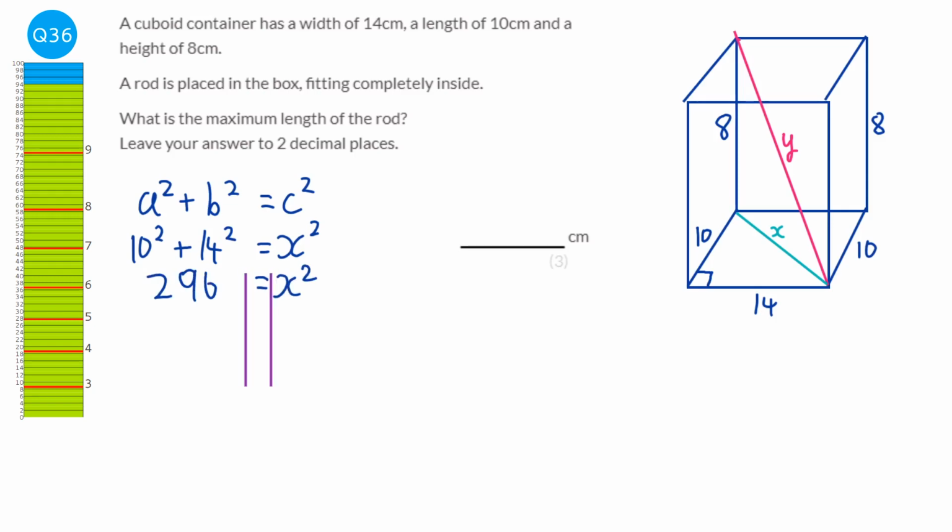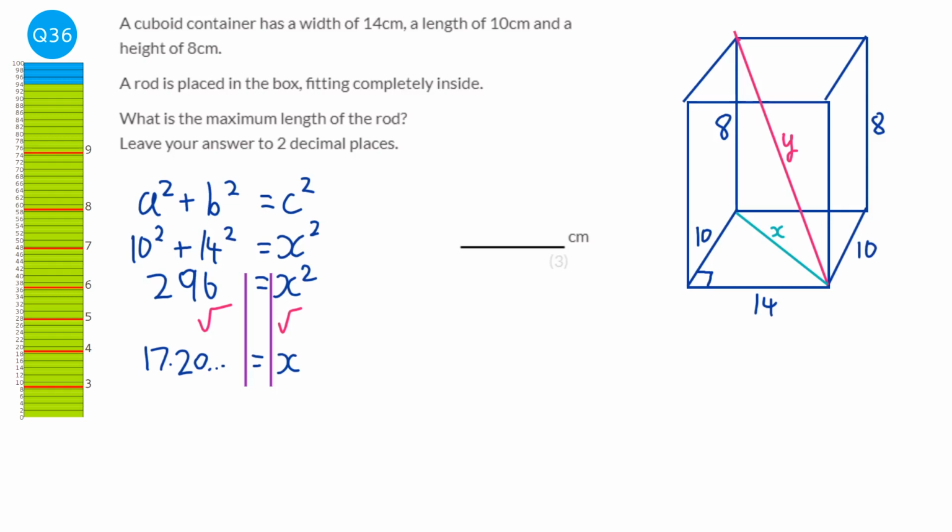And get our lines in. Should be quite easy because we just need to square root both sides. So I'm just going to square root that, and we get an answer of 17.20 blah blah blah. Now I'm going to keep that value in the calculator itself, because I'm going to use that to find out what y is, our diagonal.